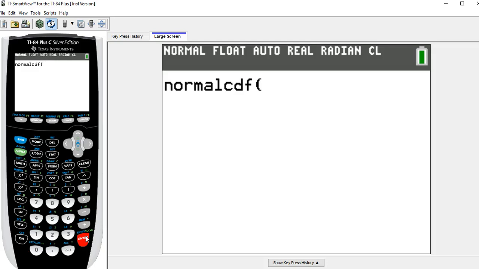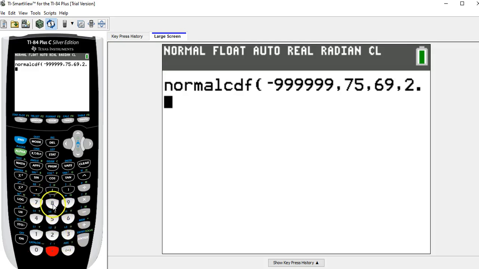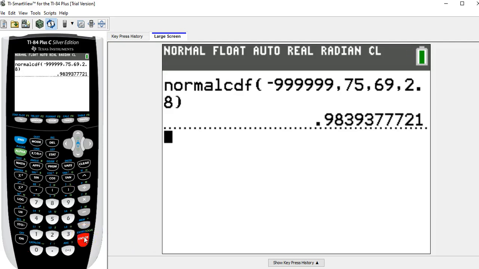Since we want less than 75, for the low X value, I'm going to enter a negative 99999, comma, and then we want to go up to 75. And then I want to enter the mean, which is 69, and the standard deviation, which is 2.8. Close off the parentheses, and when I hit enter, I get a probability of 0.9839.